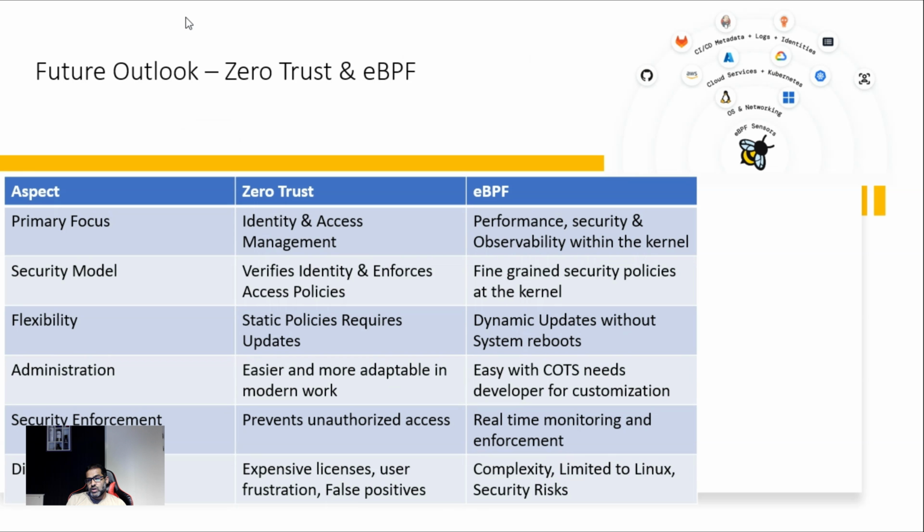So for me, the future outlook is a combination of zero trust and the eBPF, because the primary focus is, for example, if you talk about zero trust, you have the identity and access management. In the eBPF, you have the performance, security, observability within the kernel. And then if you talk about the administration, it is easier and more adaptable in the modern world. Zero trust is not that complex. Any experienced person will be able to implement it with some logic, and it takes some time. Of course, it's not easy, but it takes some time to understand and then implement.